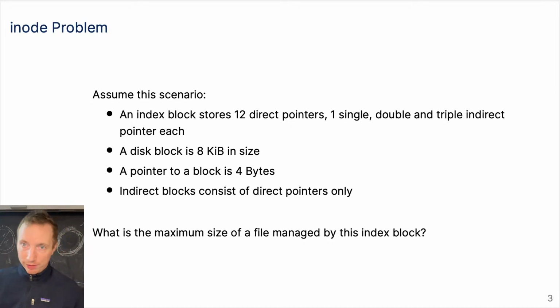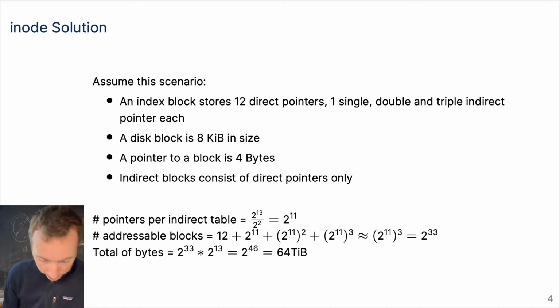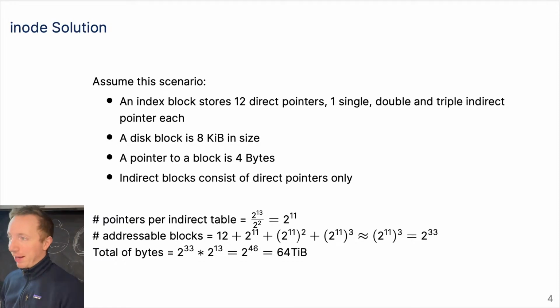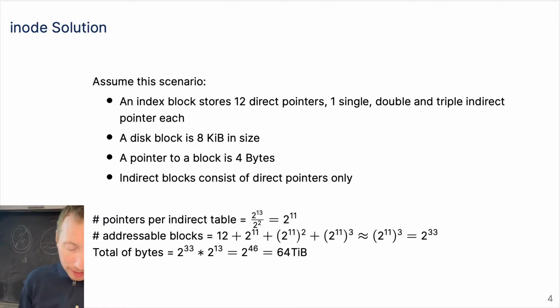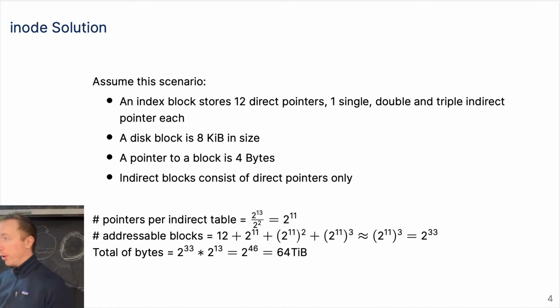So now we can answer the question: under this scheme, what's the maximum size of a file that can be represented by this inode? Well, it's the same thing as last time. We still have the same number of pointers that we can fit inside of a block, so that is 2 to the 13 divided by 2 to the 2. So we can fit 2 to the 11 pointers on a block.